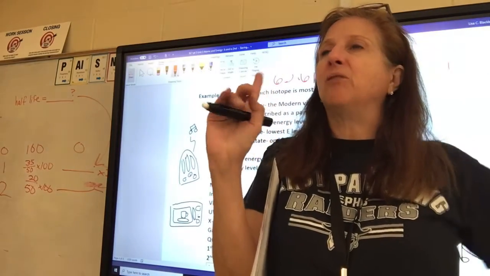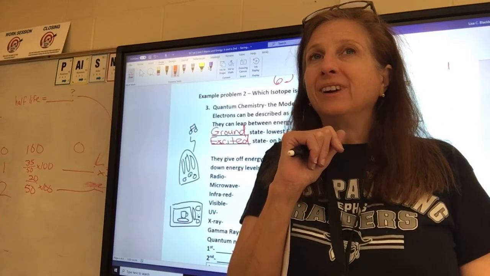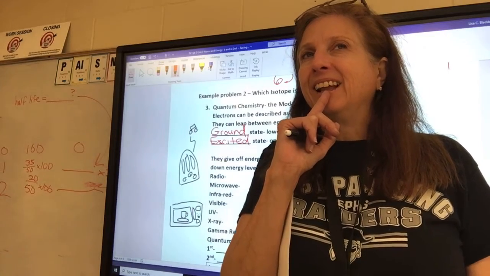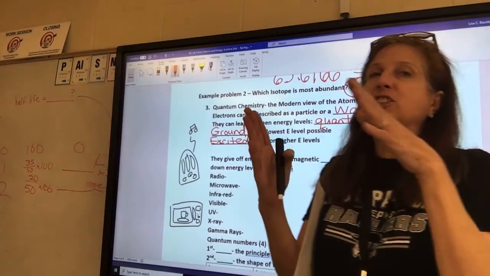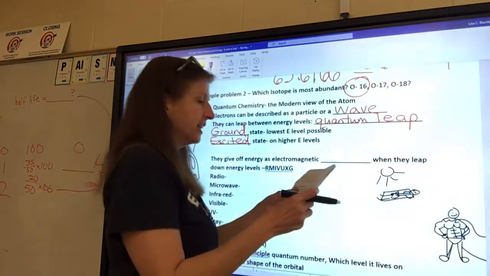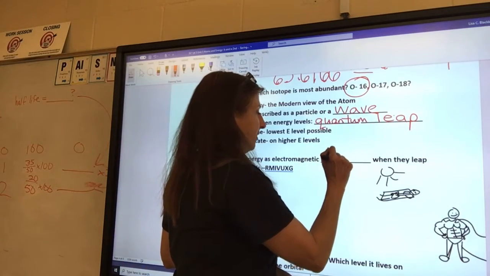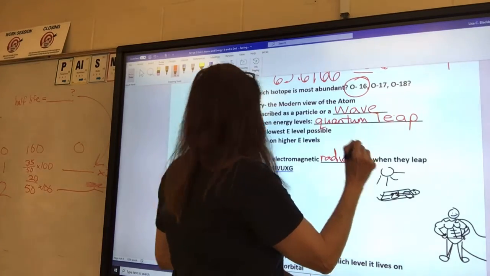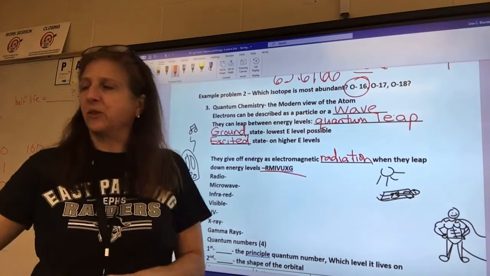And what did they give off that extra energy as? Do you remember? What did you say, Rosa? Yes, they give it off as light, electromagnetic energy. It's not just visible light, it's all of it. So they give it off as electromagnetic radiation, will be the word we use here, but it's light when they leap down the energy levels. And it's all of the electromagnetic radiation.